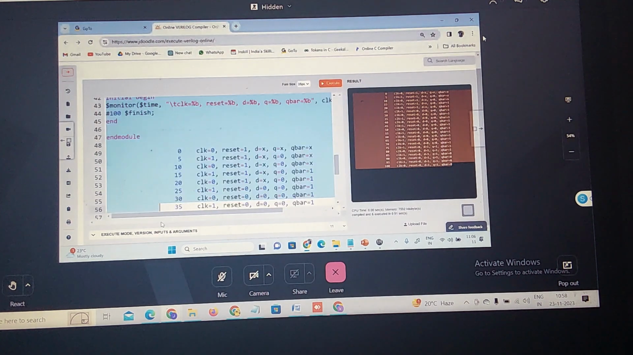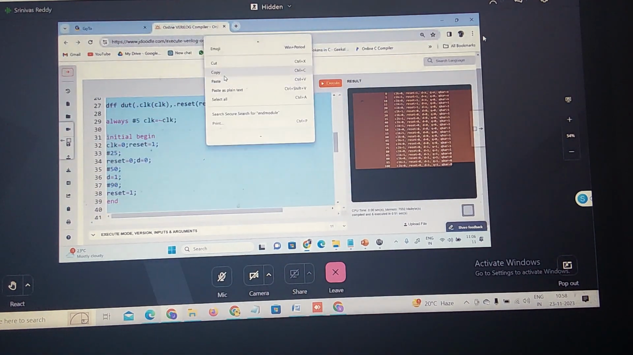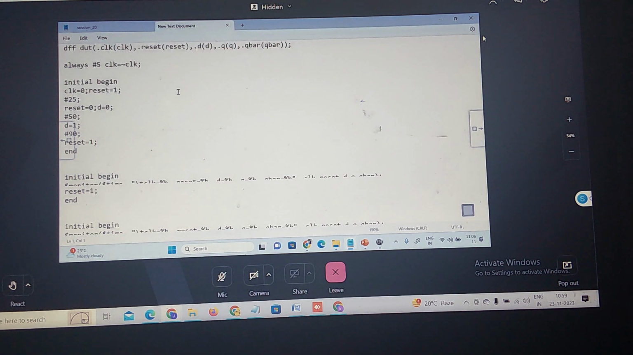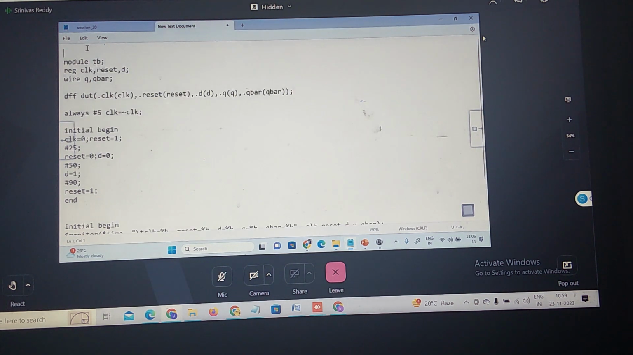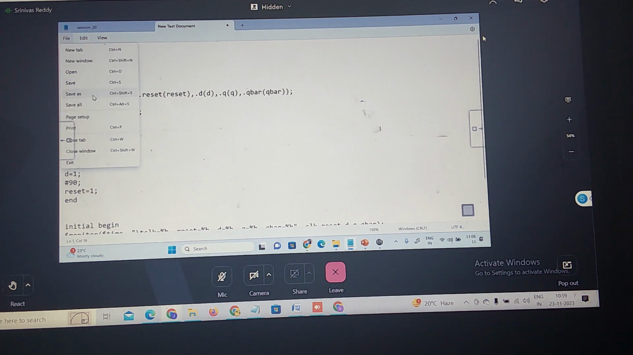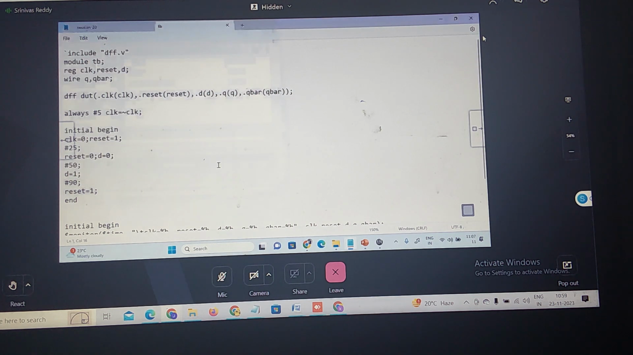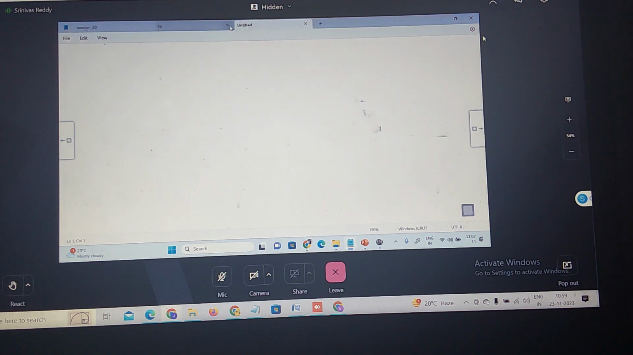The test bench. Let us copy the test bench. This is a test bench. What is the first line I should include? `include, which is nothing but D flip-flop.v, the extension I am giving. File, save as. Let me save this as tb.v, with all files. After this, what do I need to do?